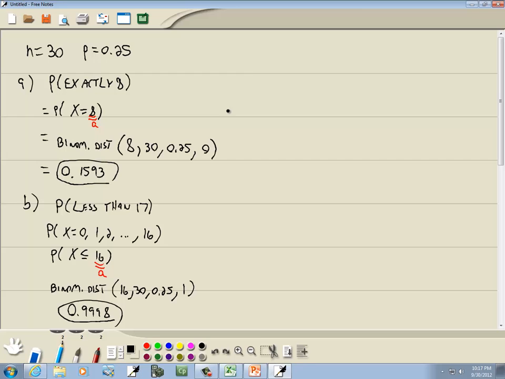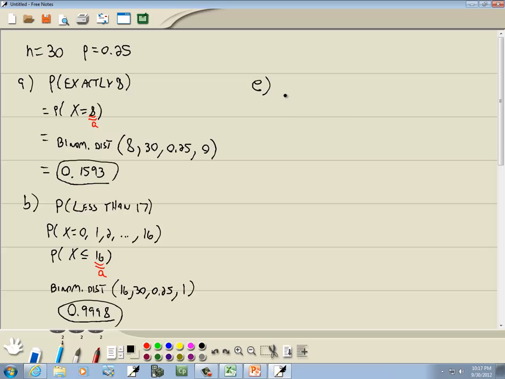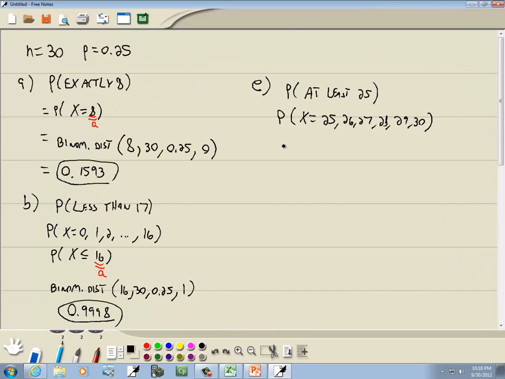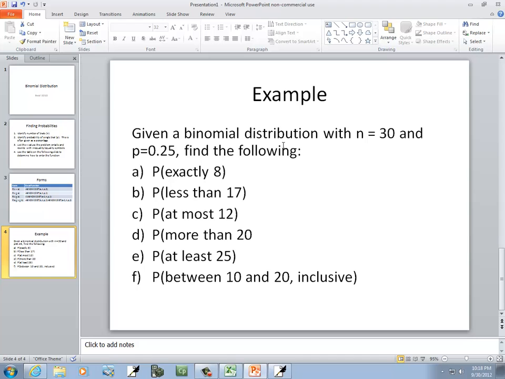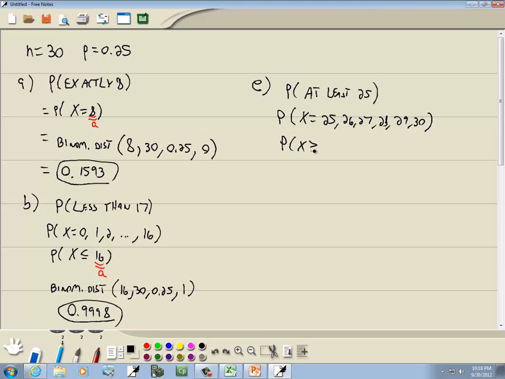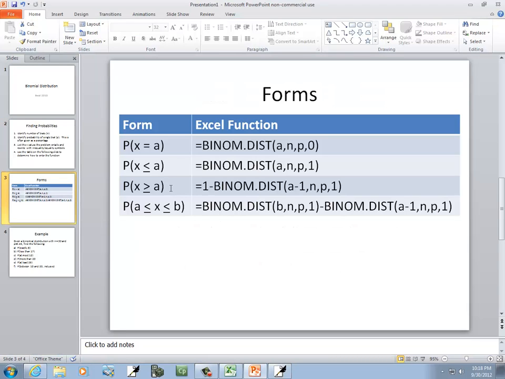Now let's look at E. At least 25. So at least 25. Now let's list what X values that'd be. At least means it includes 25. So 25, 26, 27, 28, 29, and 30. Okay, so over in our PowerPoint here, step 3 tells us to rewrite with inequality. Well, this is saying the probability that X is greater than or equal to 25. Well, form-wise, that again matches our third form.